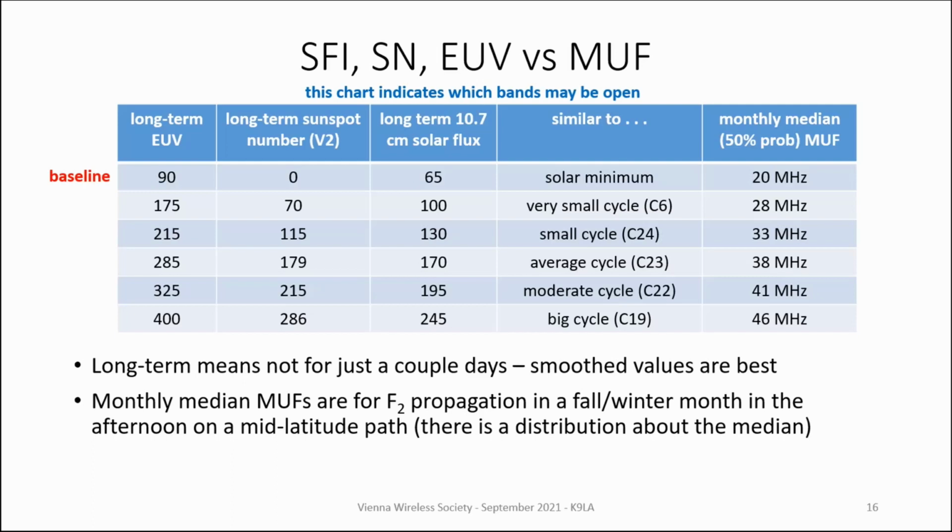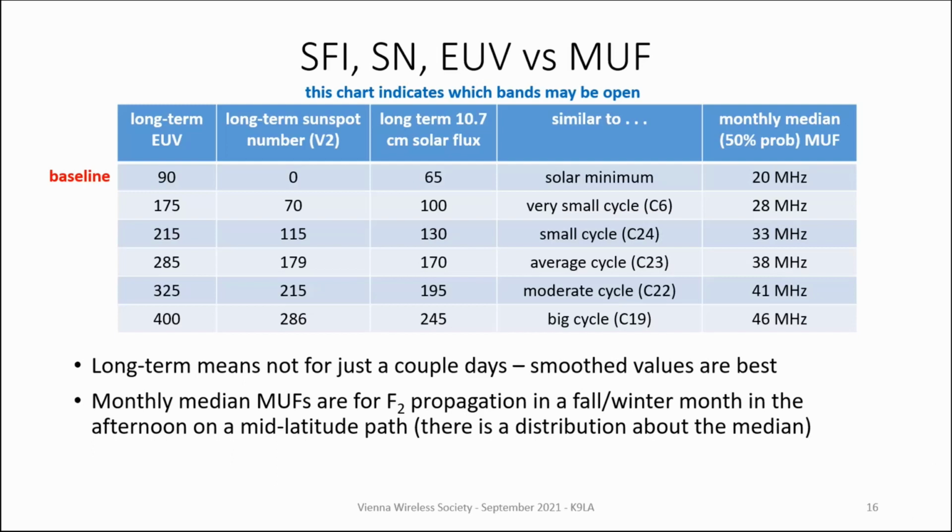Now, as the EUV and the sunspot number and the solar flux increase, we can kind of make a good guess at what the MUF is going to be and also tie it to past solar cycles. For example, if the EUV for a long time is up in the 285 range, and if the sunspot number is up around 179 for many weeks, and if the solar flux is up around 170 for many weeks, that says we're probably at the peak of an average cycle, kind of like cycle 23 was, and the MUF could be, in a fall winter month in the afternoon, around 38 megahertz, which certainly means 10 meters is going to be open. Probably still too low for 6 meter F2 propagation, but that's okay.